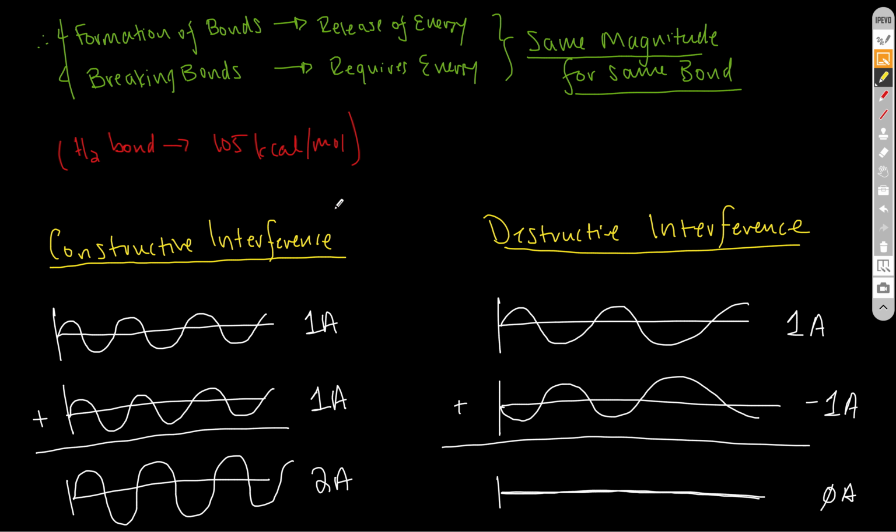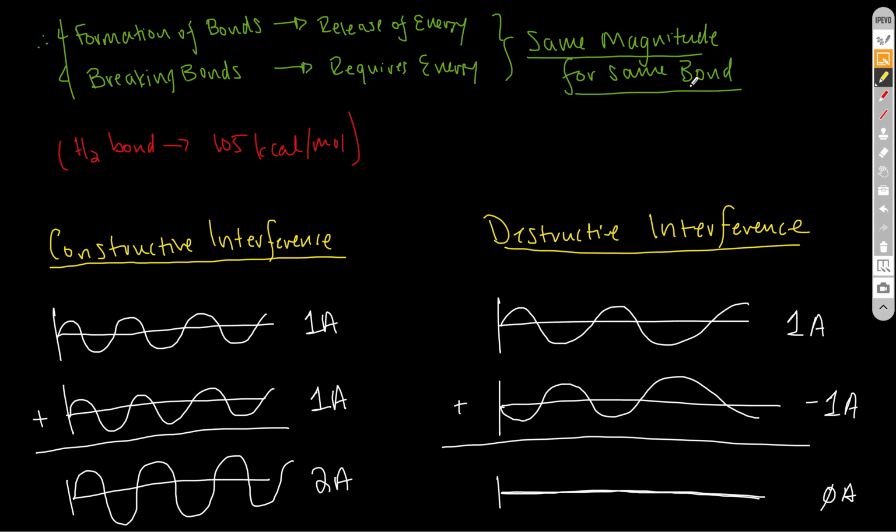So, the formation of bonds, as you might have just seen, you go down in the energy well. So there's a release, a relative release in energy. Breaking bonds requires energy. You have to put in energy to overcome that optimization. So it requires energy, and it's the same magnitude for the same bond.